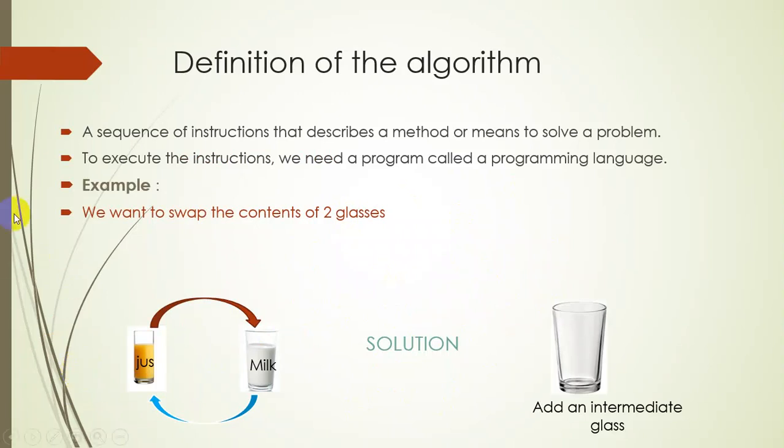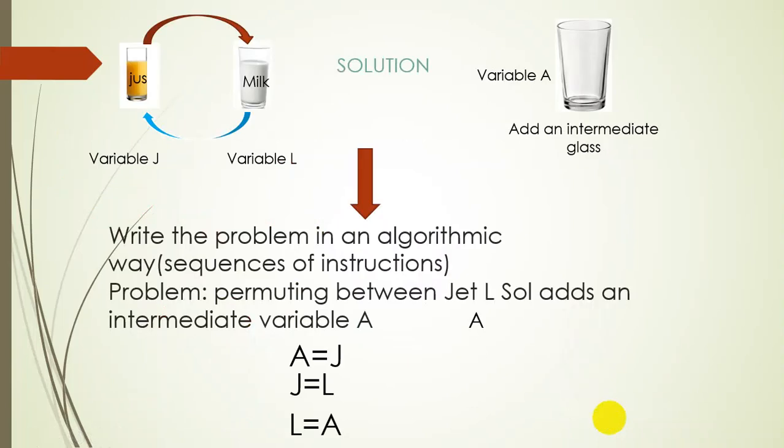Example: we want to swap the contents of two glasses. The first glass contains juice and the second contains milk. And the solution to swap between them is to add an intermediate glass. By adding an intermediate glass, we can solve the problem and we can write it in an algorithmic way: A = G, G = L, and L = A. This is affectation. This is the solution of this problem.